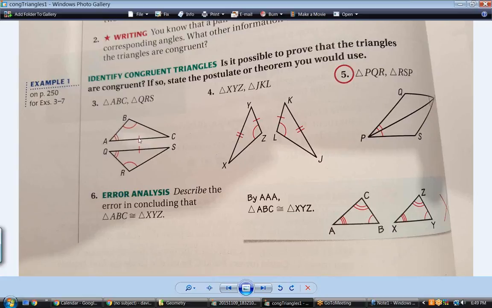This clearly is side, angle, angle, or angle, angle, side even. So this one here, what did we figure, it was angle, side, angle, side, angle. What's wrong with 6? Why can I not say those two triangles are congruent?